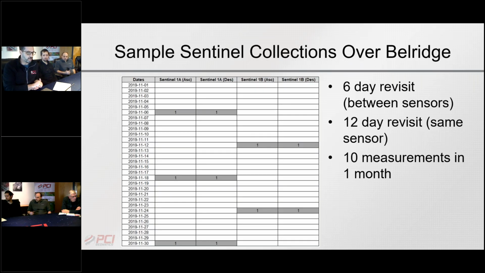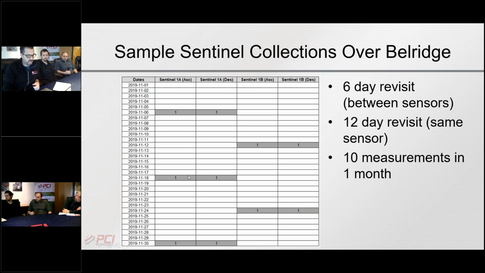Just a quick note about the revisit. So I put this together to give you a sense over a typical month. So this is November 1st and November 30th over Belridge. I actually went in Sci-Hub and did a quick query, and you can see when the acquisitions are occurring. So ascending and descending are occurring basically within a 12-hour period of each other, which makes sense. But then between Sentinel-1A and Sentinel-1B, you can see that there's a gap of about 6 days.